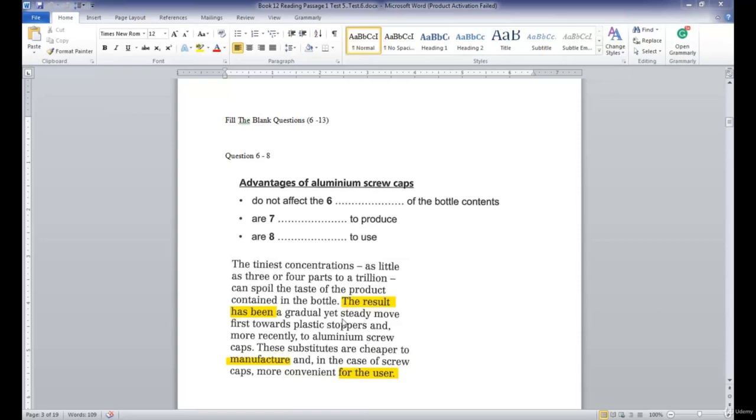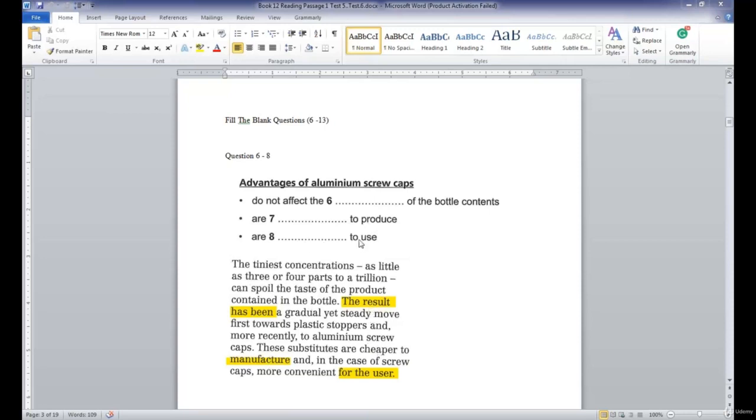Now, the key thing with fill the blank questions, this is how you make it easy. You want to pay attention to the language that comes before or after the blank line. The language before or after the blank line will always point you to the correct information. For example, when you see the word manufacture, that's a synonym for produce. That's how we know our answer is cheaper.